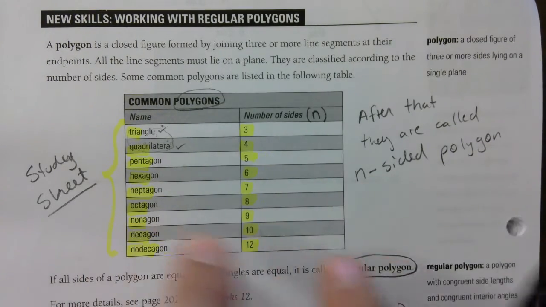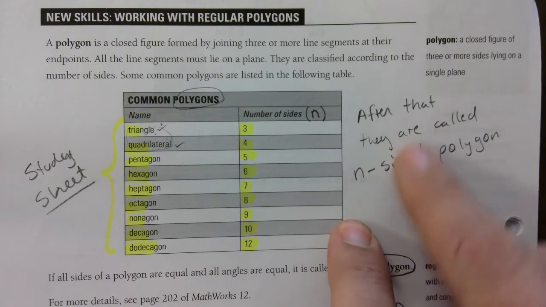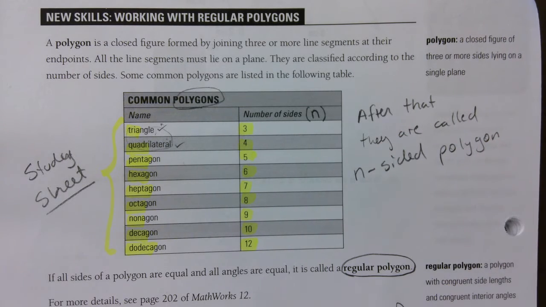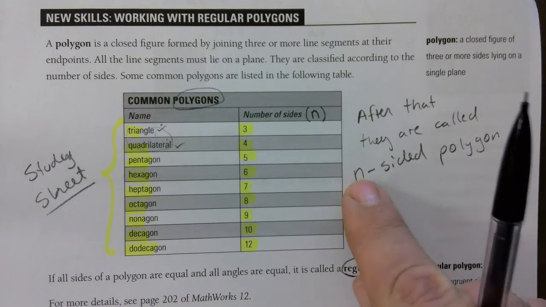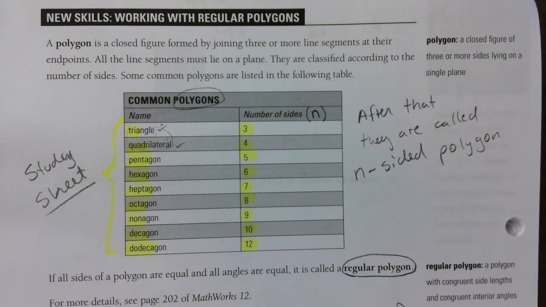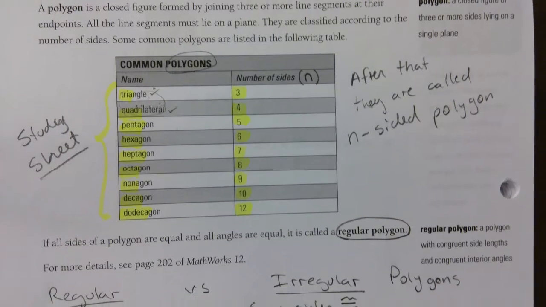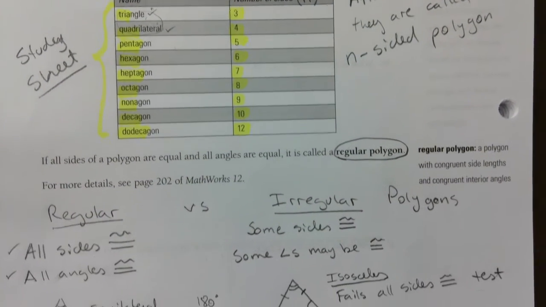So we did that. After number 12, we call them n-sided polygons, so 13, 14, 35-sided, whatever. We just put the number of sides, and that's the polygon. This is on 203, if you're still looking for it, 203.